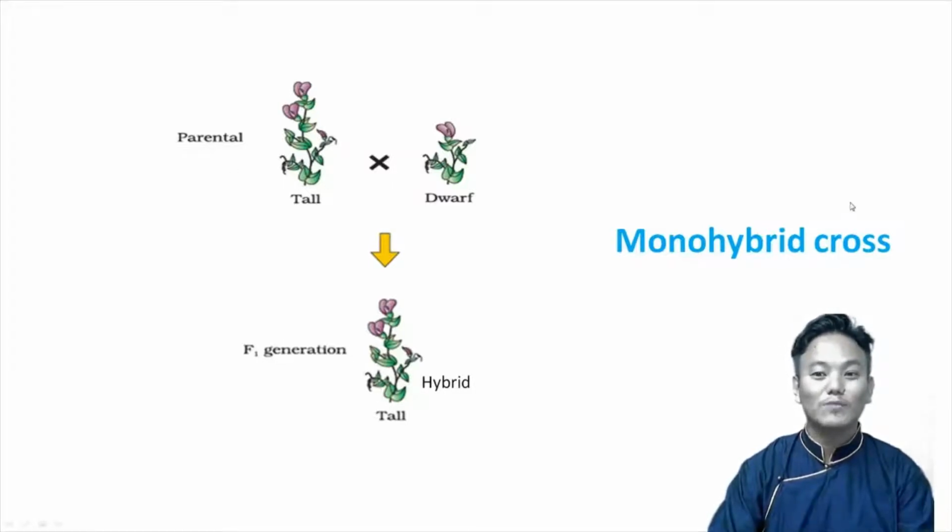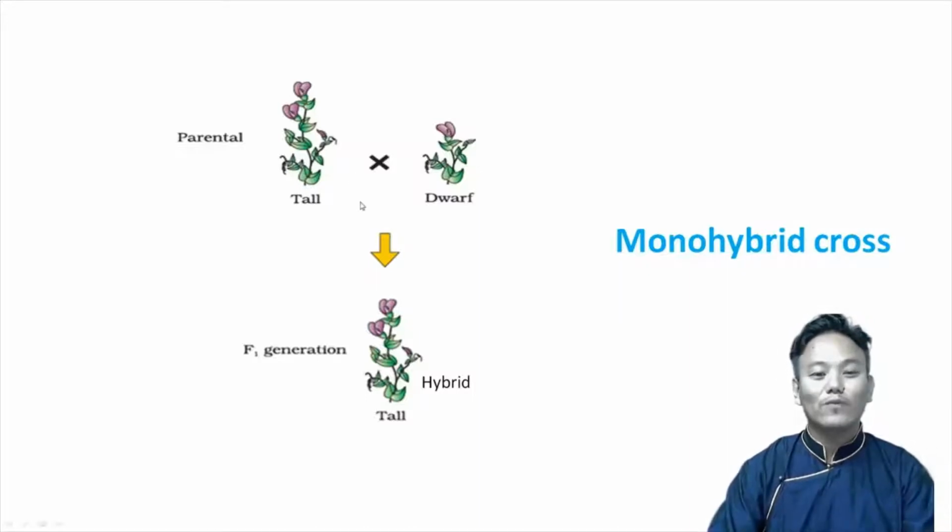What he got in his monohybrid cross was, when the two parents were crossed, the F1 generation individual showed the character of one of the parents. So over here, this F1 generation hybrid is showing the character of the tall parent and not the dwarf parent. The dwarf character is not there in the F1 generation at all. So how did Mendel go about explaining this particular phenomenon or this particular result of his monohybrid cross?